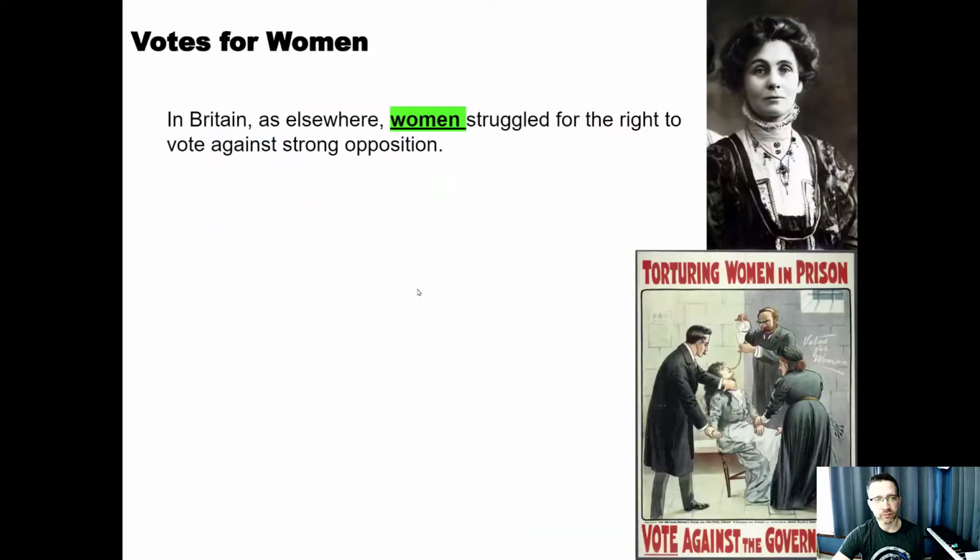So, all right. Another change was women. In Britain, as elsewhere, women struggled for the right to vote against strong opposition. We take it for granted now, but women for centuries could not vote.